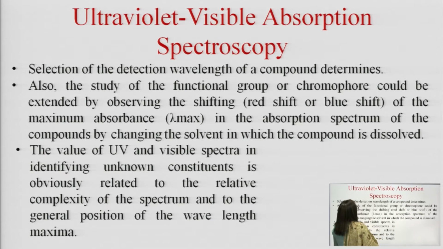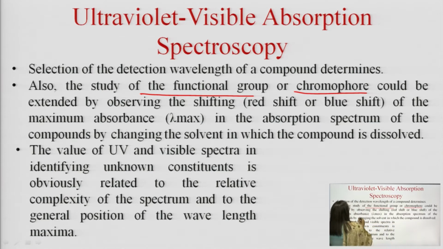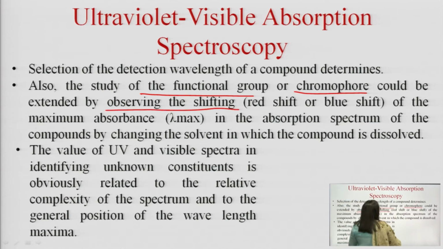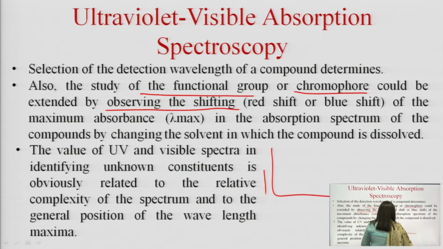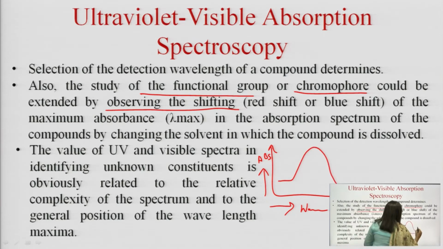So, on this detection of the wavelength of the compound, the study of functional group or chromophore could be extended by observing the type of shift in the wavelength. So, there are two types of shift. The graph is plotted where the y axis has absorption and the wavelength is shown on the x axis. The maximum, this is termed as lambda max.